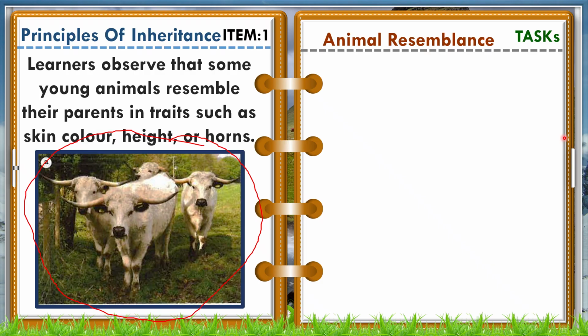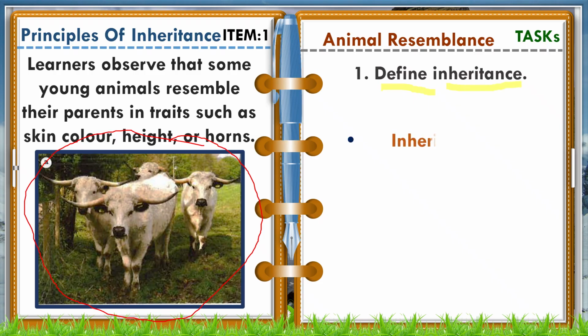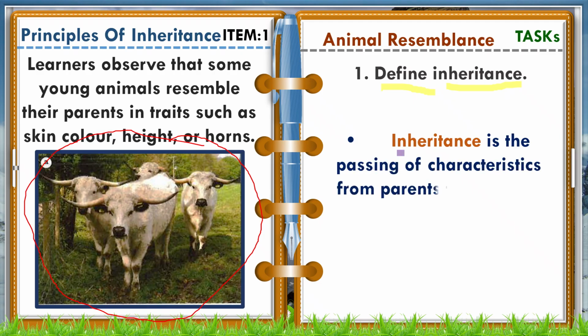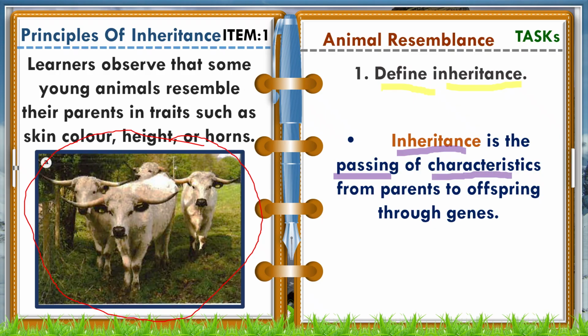Tasks. Define inheritance. Inheritance is the passing over of characteristics from parents to offsprings through genes.